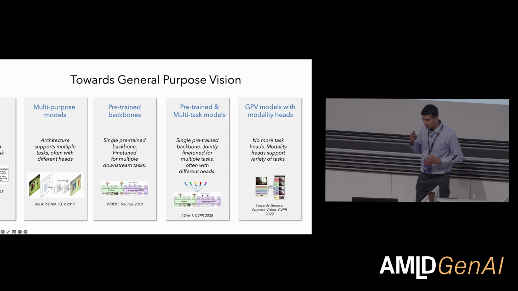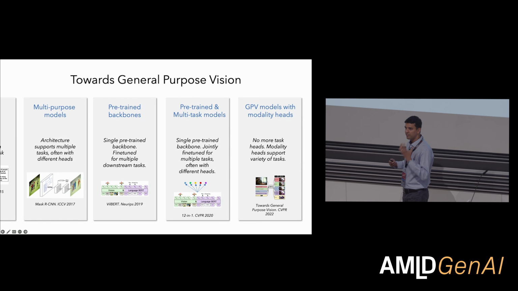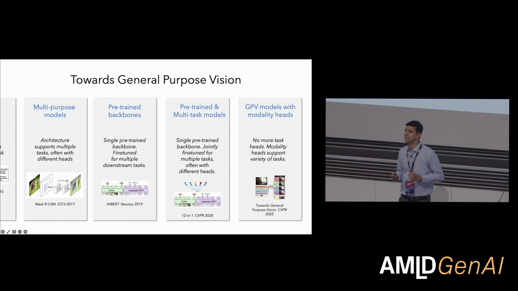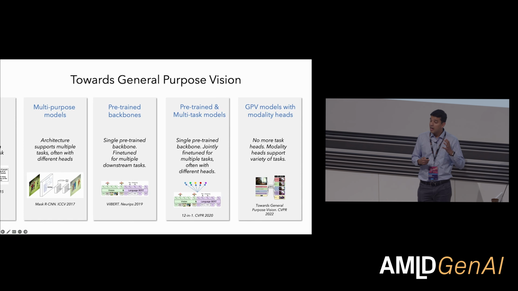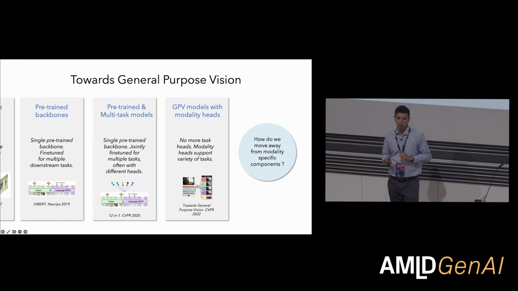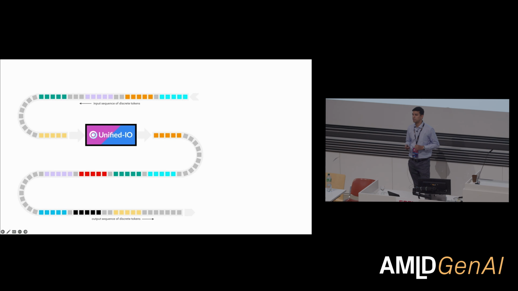So this feels like an important first step, moving away from task-specific architectures to modality-specific models. But we're still far away from GPVs. So how do we get to the next step? How do we move beyond modality-specific parameters? Towards that, I'm going to talk about a model that we recently released earlier this year called Unified I/O.